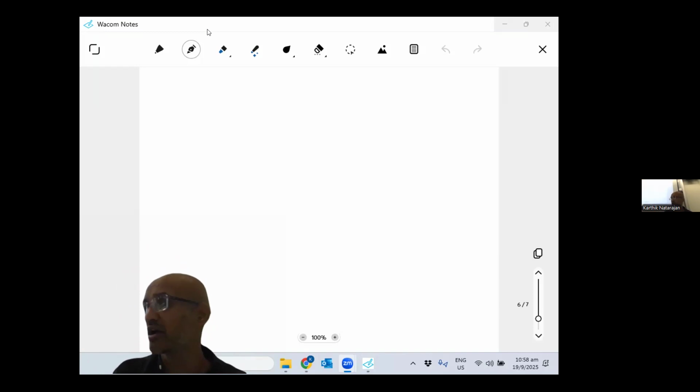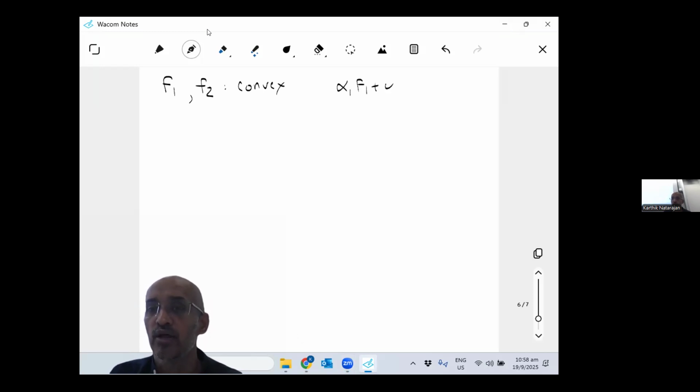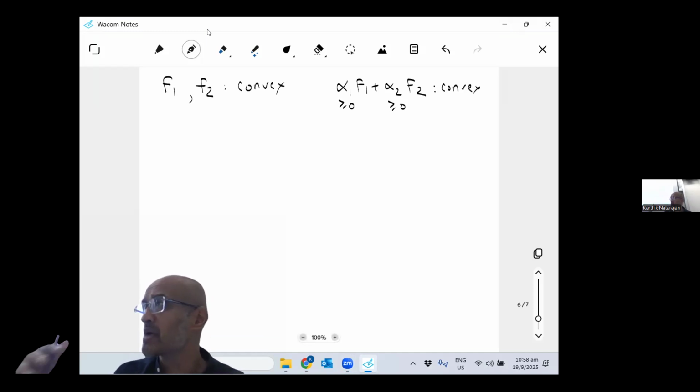We defined what a convex function is. Now, when I sum up two convex functions, for example, if I take convex functions f1 and f2, then a function like alpha 1 times f1 plus alpha 2 times f2, where alpha 1 and alpha 2 are non-negative numbers, is also a convex function. There are many mathematical operations which preserve convexity, and in a class on convex optimization or convex analysis, they will talk about which properties preserve convexity.